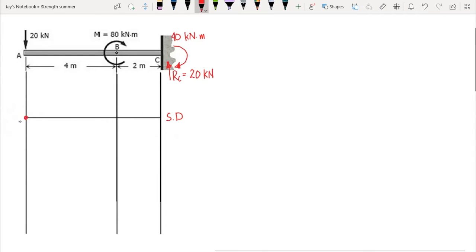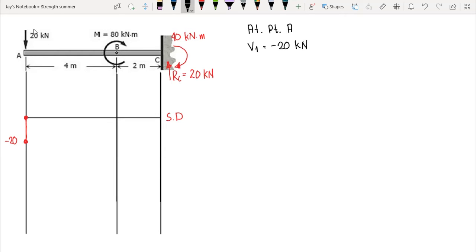We start at 0. This is the reference line. Now, at point A, we have a 20 kilonewton P load that is acting downward. And from our rule, if we have a P load acting downward, then our shear diagram jumps downward. So therefore, from 0, we jump here. That is negative 20. So at point A, we have our first shear that is negative 20 kilonewton.